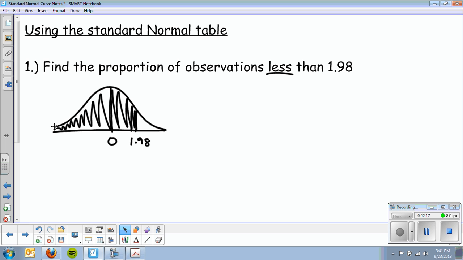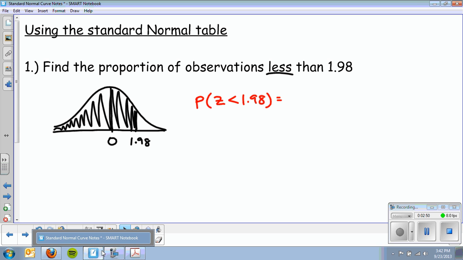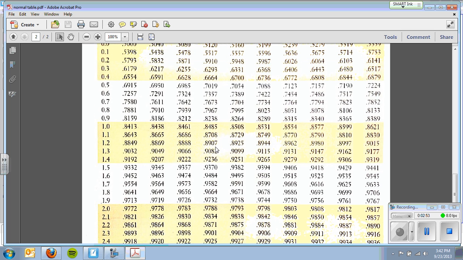Now, we would have estimated this in the past. Now we're just going to look this up in the table. How I write my answer is like this. P stands for the probability, or you can think about it as proportion, that Z is less than 1.98. Now, I'm simply going to look this up in my table. Now, you'll need your textbooks to follow along. It's right in the front of your textbook. You can't miss it. You open up to the very first page. Okay? And it looks like this.